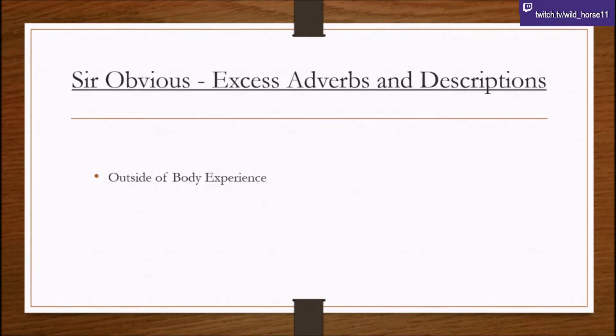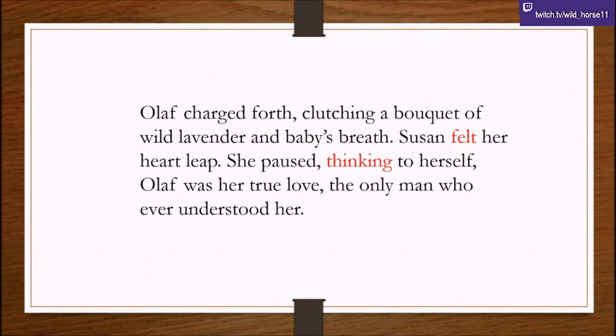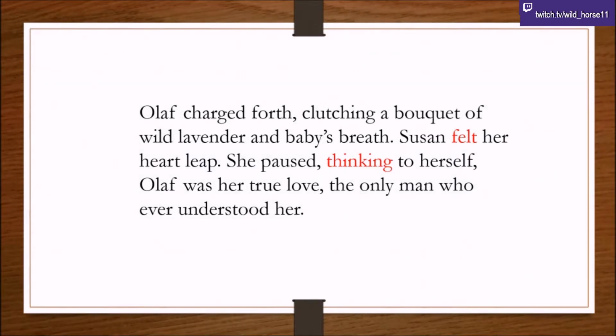An outside-of-the-body experience is an ill-fated attempt at drawing the reader closer to the character and action by saying how they felt and what they thought rather than just describing the action. Here's an example. Olaf charged forth, clutching a bouquet of wild lavender and baby's breath. Susan felt her heart leap. She paused, thinking to herself, Olaf was her true love, the only man who ever understood her. Most people don't think about the fact that they are thinking. It makes the writing seem impersonal and breaks the connection the reader has with the character. Describing the action this way bogs down the story with unnecessary words and slows the action down. Here's the correction.